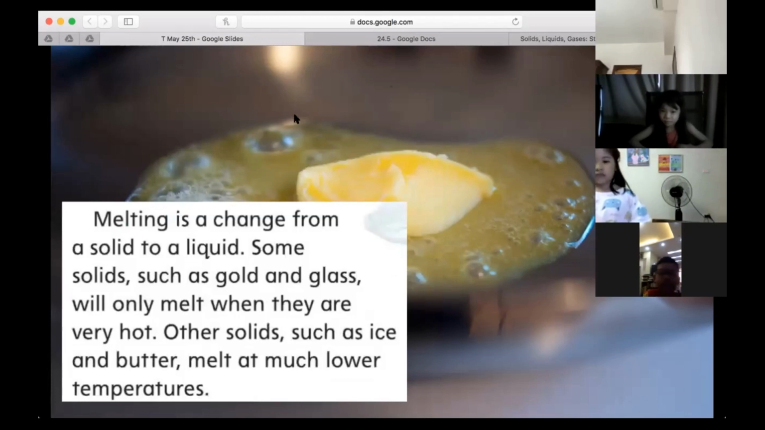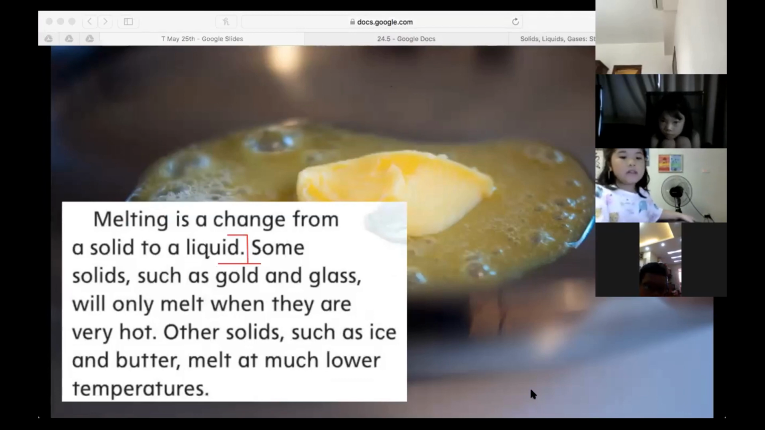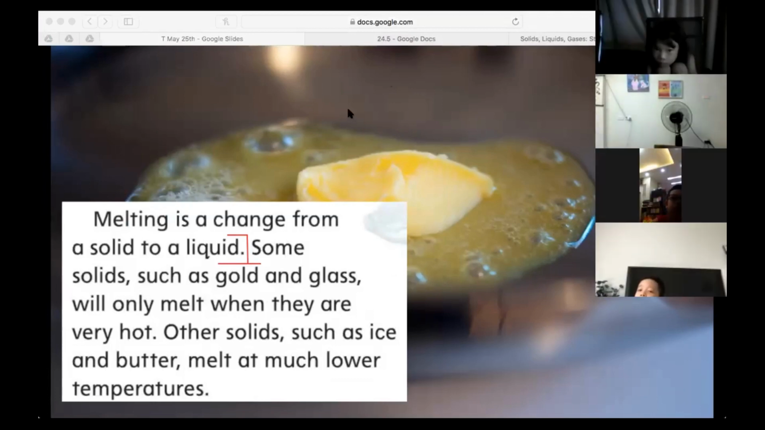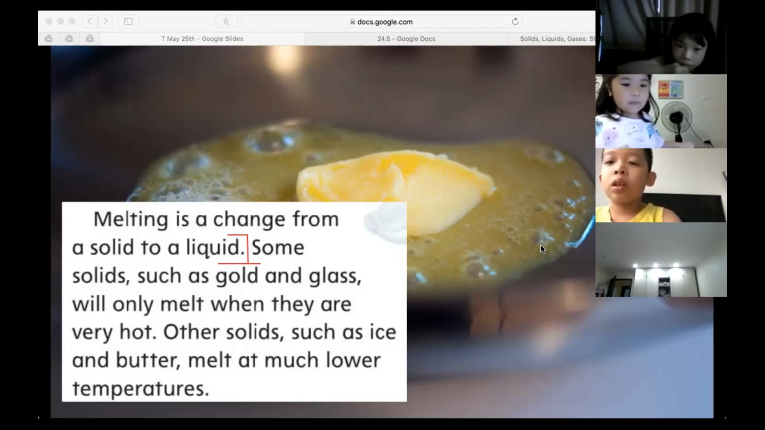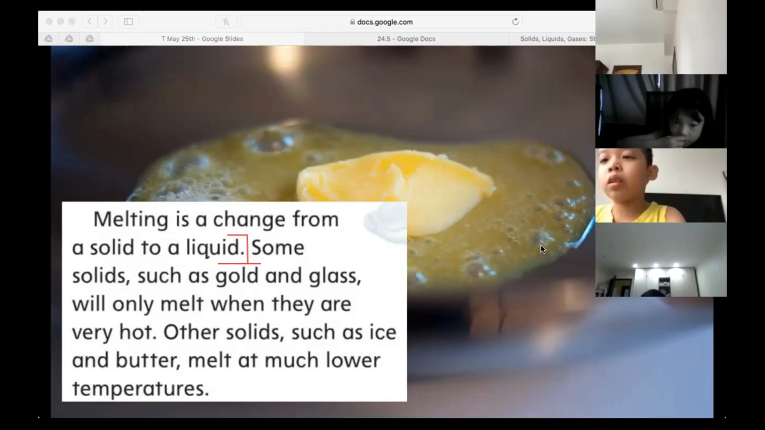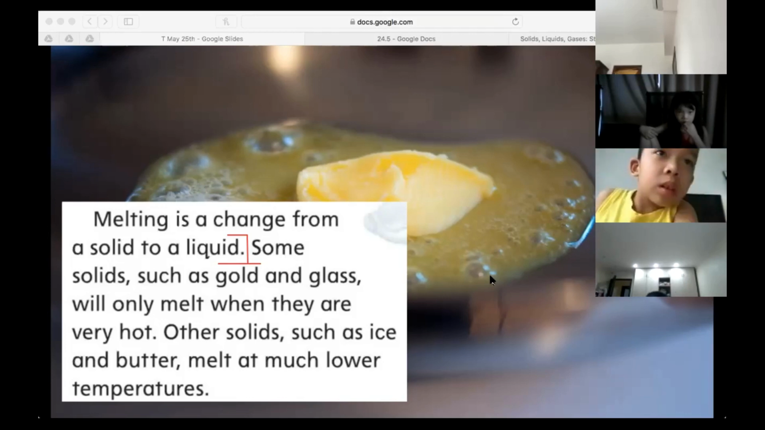Everyone read the first sentence together. Melting is from a solid to a liquid. Excellent job. Now, can I please have Bunny go ahead and read the next sentence. Some solids, such as gold and glass, will only melt when they are very hot. Excellent. You know, glass is made from melting sand and doing a lot of other things to it, but it has to be very hot. Okay?